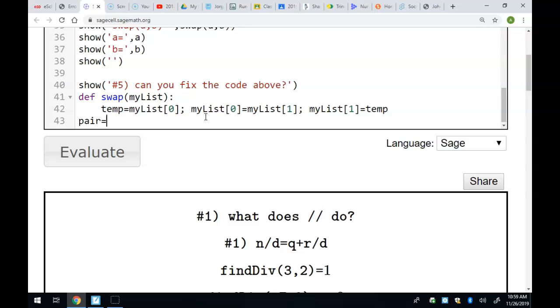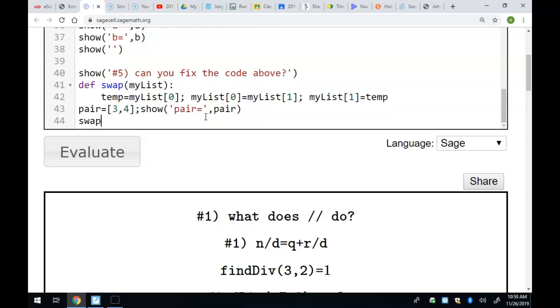Let's define a list called pair. Just making that up. How about a pair with 3 and 4 in it? Okay. And then let's show what it looks like before we run the swap method or the swap function. But then we're going to swap. We're going to call swap with pair, which is 3, 4. Okay, so pair is the actual parameter name, and the local parameter name is my list. And then let's show if pair changes at all.